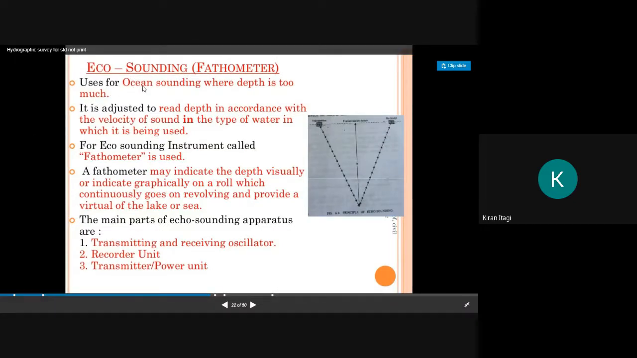It is used for ocean sounding where the depth is too much, and it is adjusted to read depth in accordance with the velocity of the sound in the type of water in which it is being used. The echo sounding instrument is called a fathometer. A fathometer may indicate the depth visually or graphically, on a roll which continuously goes on revolving and provides a profile of the lake or sea. The main parts of echo sounding apparatus are transmitter, receiving oscillator, recording unit, and power unit.